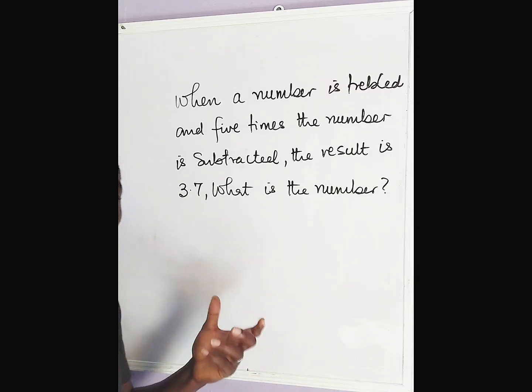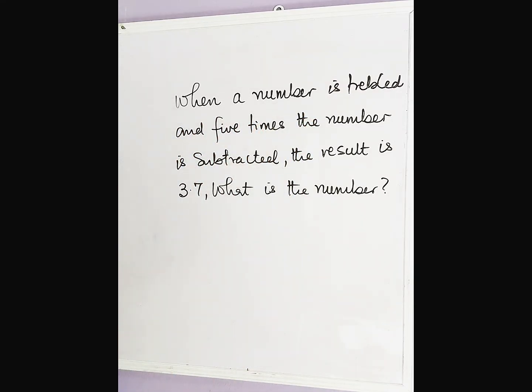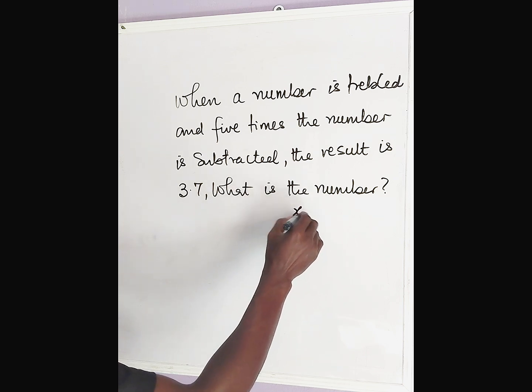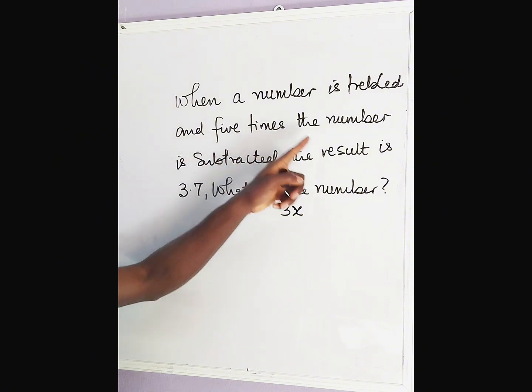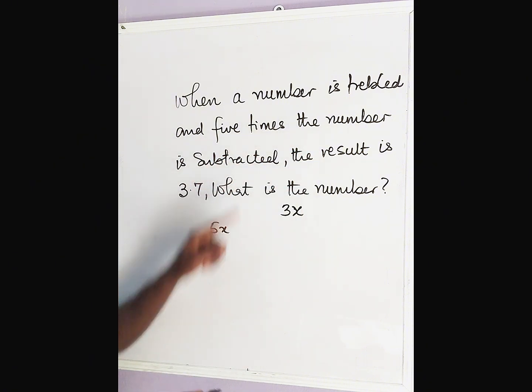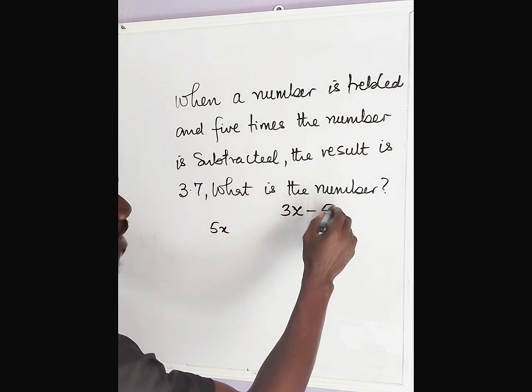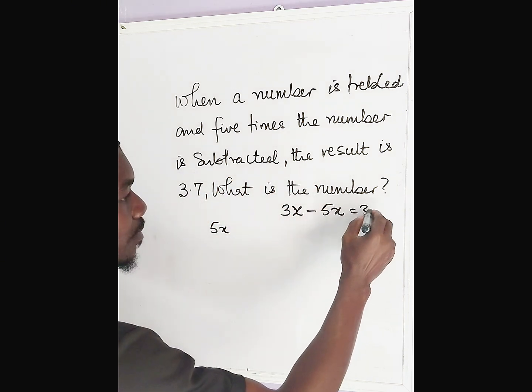Just find the number in this word problem. It says, when a number is tripled, the number, so let us say the number is x. Now this number is tripled, which means times 3, and 5 times the number is now subtracted, which means minus 5x. Now the result is 3.7.